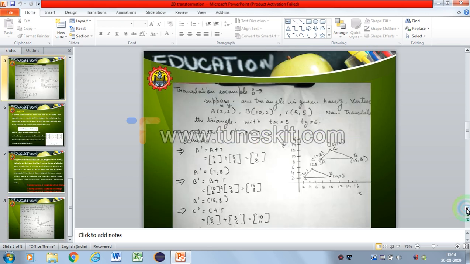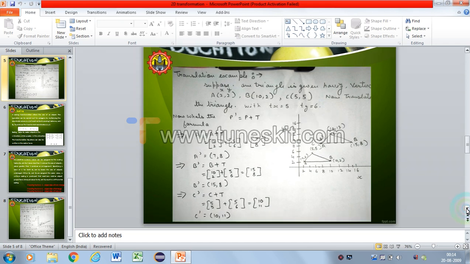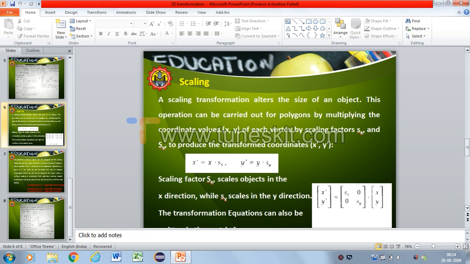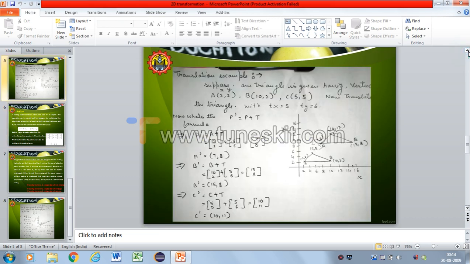Now we explain translation with the help of one example. Class, suppose we have a triangle having vertices A, B and C. Look at this diagram. This is A, this is B and this is C, right? A has coordinates 2, 2. The first 2 represents x and the next is y. So this is x 2, y 2. We put a cross here, okay?